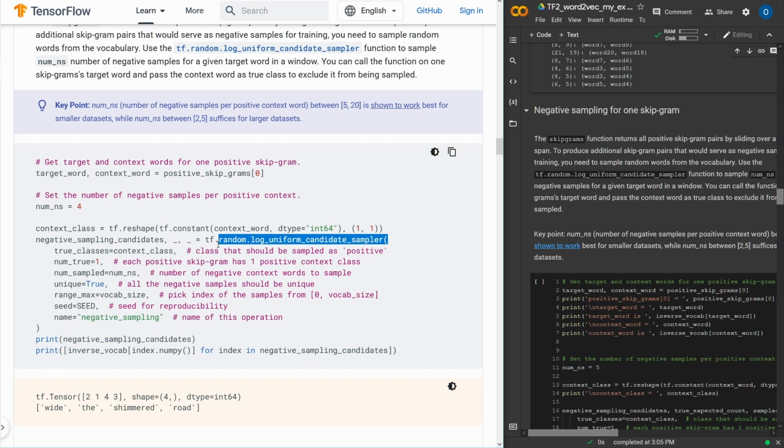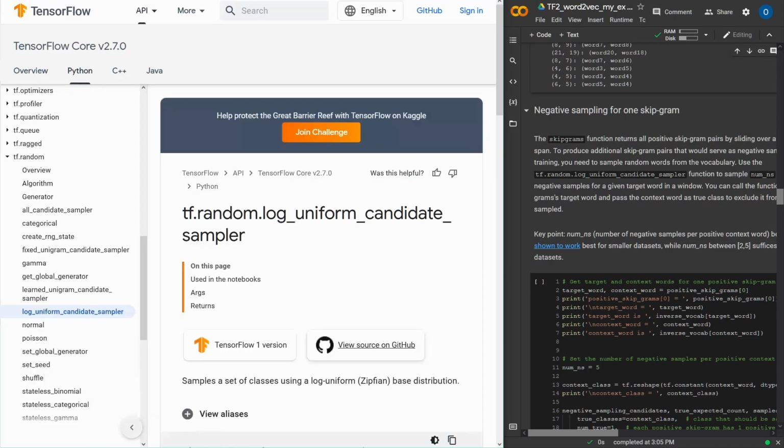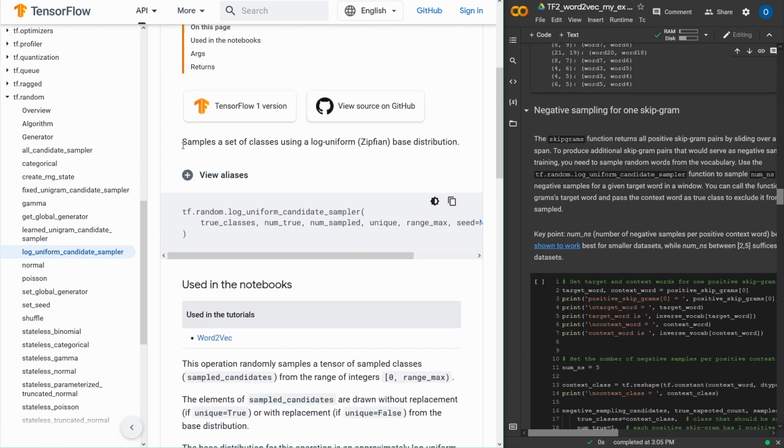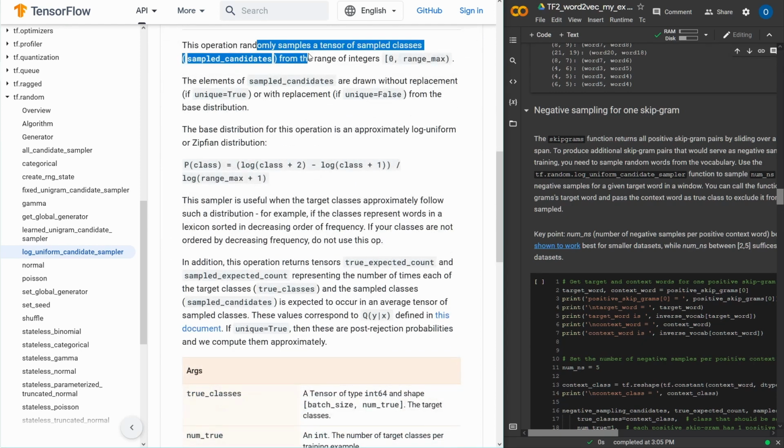And this sampler is interesting because what you will find out here is that the sampler itself has no idea about the target word. If we go there, where's our sampler? Here is our API. The sampler simply states: samples a set of classes using a log uniform base distribution. The operation randomly samples a tensor of sampled classes from a range of integers. Now, the range of integers is, of course, the size of our vocabulary, the amount of words we have in our text.